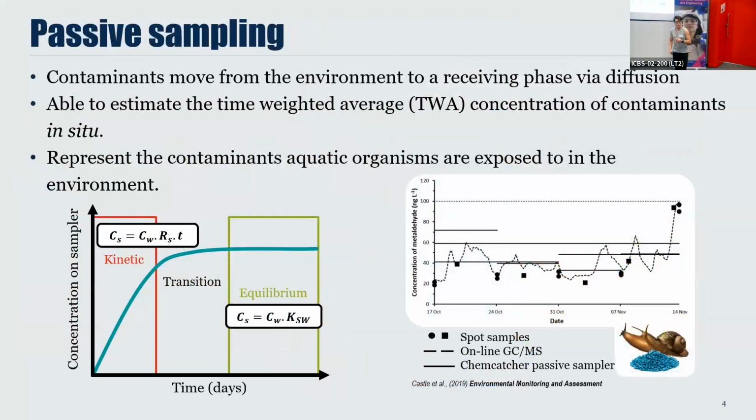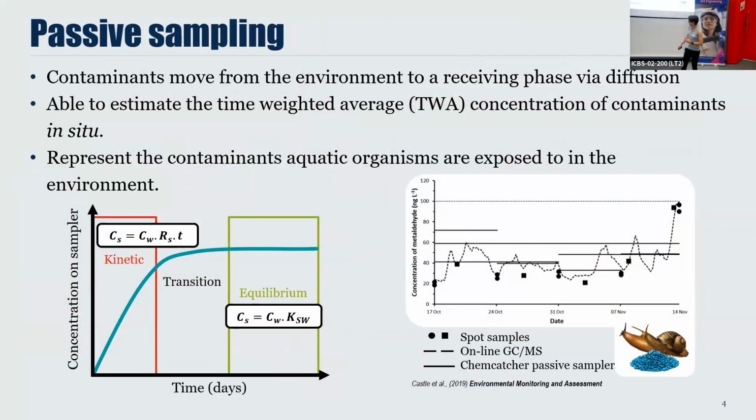So passive sampling is one potential way we can measure contaminants in the environment, and this is based on the free flow of analytes from an environment to a receiving phase along a diffusion gradient. And what's quite nifty about these compared to a grab sample, where you just walk up, throw your bucket into a river and pull up whatever's there, is they estimate the time-weighted average concentration of contaminants in situ. Because uptake onto a passive sampler follows this mathematical equation here, and you can model the different regions using these equations.